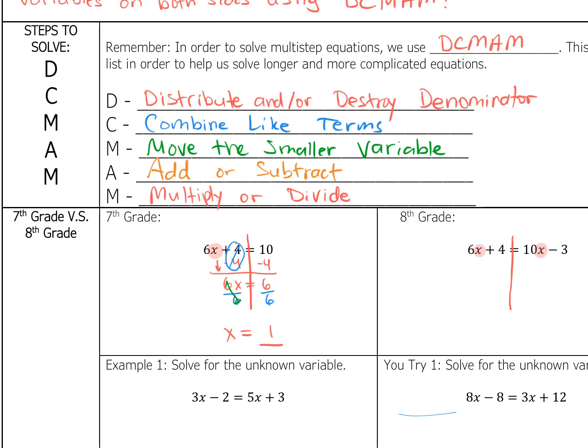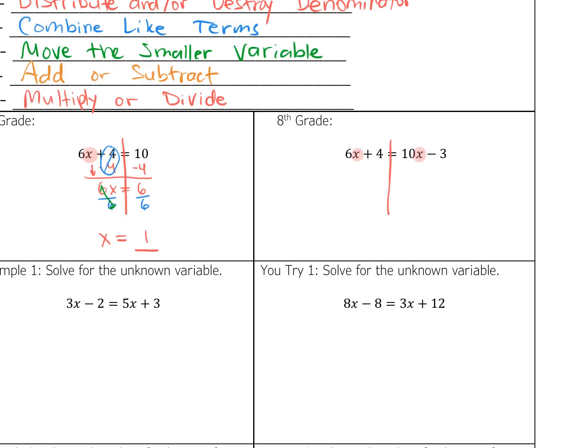In 8th grade, very similar. The idea is to get x all by itself. The way that we're going to do that is I could either move this x to that side or this x to this side. Either way, I want to get x by itself. So either it could be x equals a number like this, or it could be x equals a number like this. Either way is acceptable.